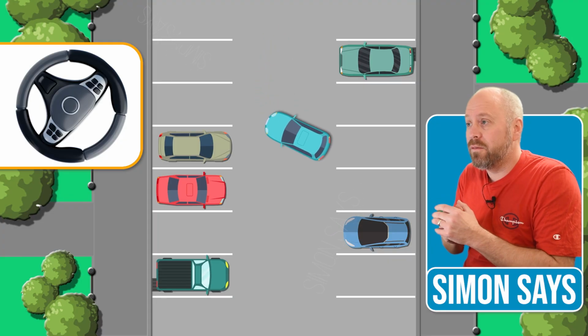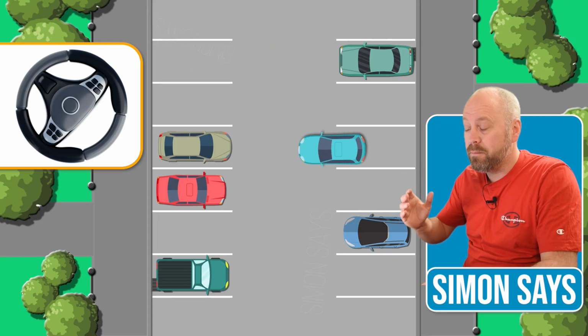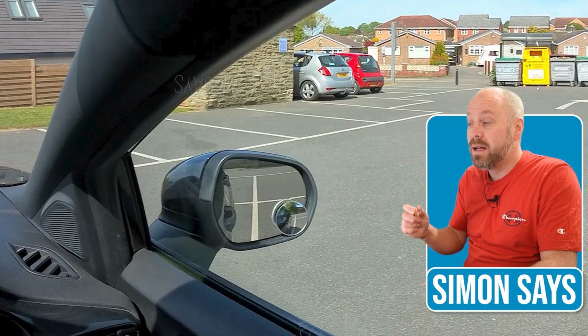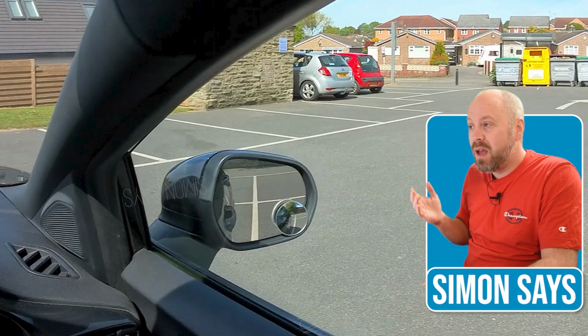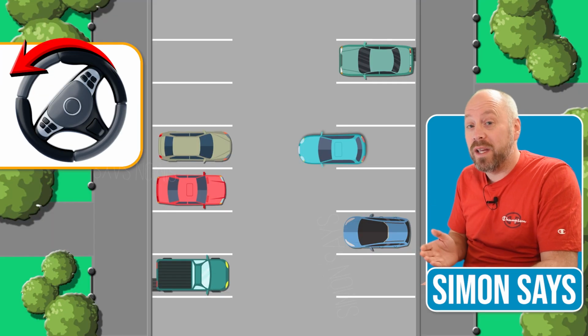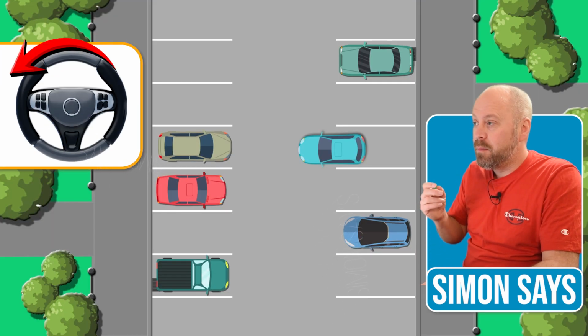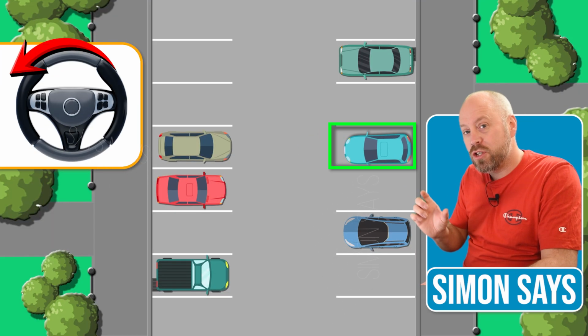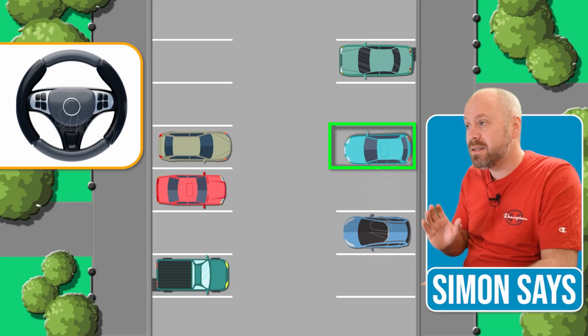So as you can see, we've sent the car around in a nice arc. Now when it looks straight down your door mirrors, this is the moment you know to stop your vehicle and to straighten your wheel back up again. Because as long as the vehicle is in the square, that is all that matters.